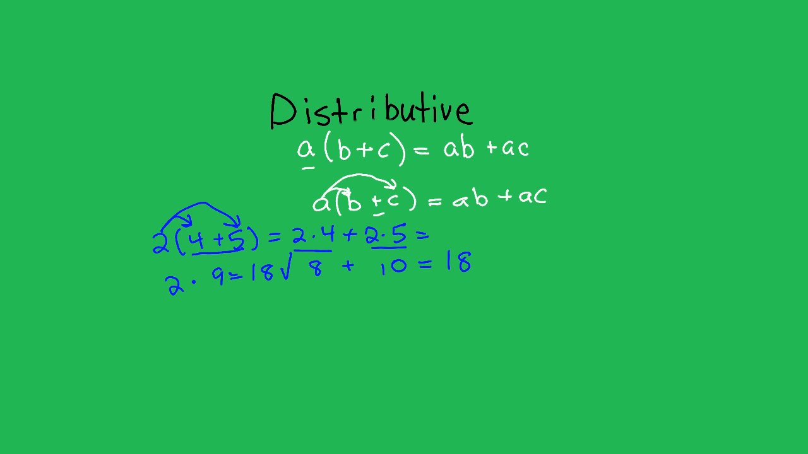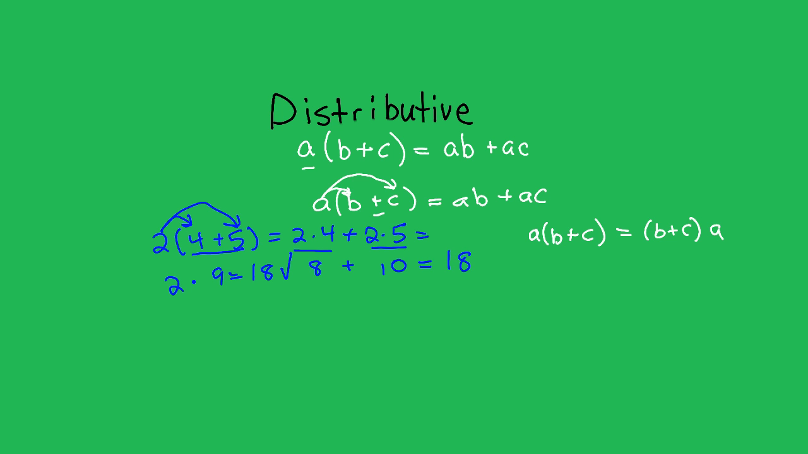There's some more notes that I'll add for the distributive property. Because of the commutative property, if you'll remember a couple of minutes ago, the order when we're multiplying does not matter, so we can put the a before the parentheses or after the parentheses. So a times the quantity b plus c equals the quantity b plus c times a.